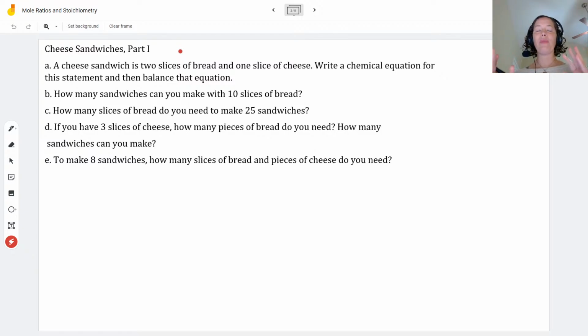So what I really want to tie this to is a lot of students feel like, oh, stoichiometry, this is something brand new. I've never done this ever before and it's really difficult. But I want to show you that actually a lot of these concepts you're very familiar and very comfortable with. We just need to take that comfort and that familiarity and apply it to chemical equations. Okay, so I'm going to do part A here.